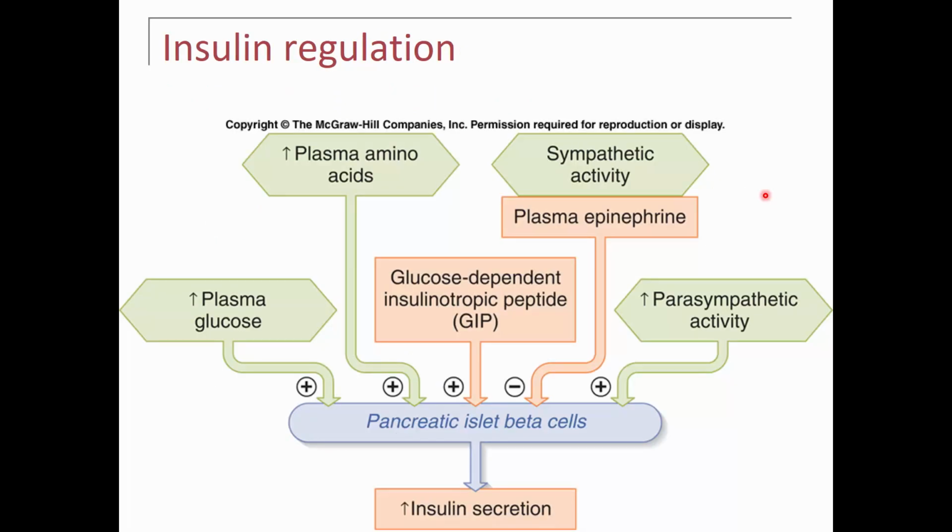So this is a flow chart that's not from your textbook, but I was hoping that you would find it helpful. So look at all the things that help us make insulin. If our blood glucose goes up, we secrete insulin. If our plasma amino acids go up, we secrete insulin. If we have glucose in our gut, we produce hormones called incretins. An example here is GIP, that stimulate insulin. And if we're eating and stimulate the parasympathetic system, we're stimulating insulin. Look what inhibits insulin: sympathetics and plasma epinephrine.